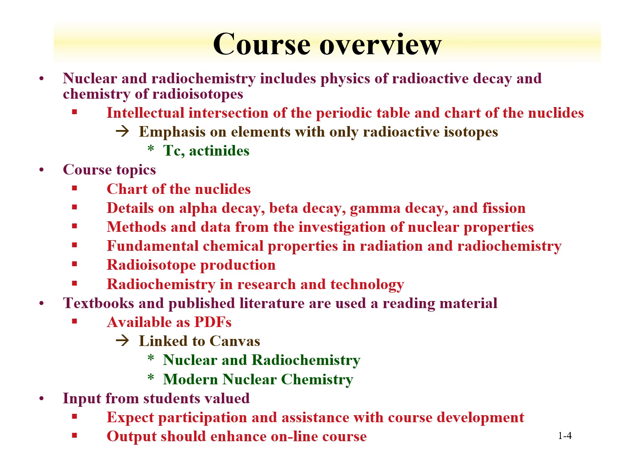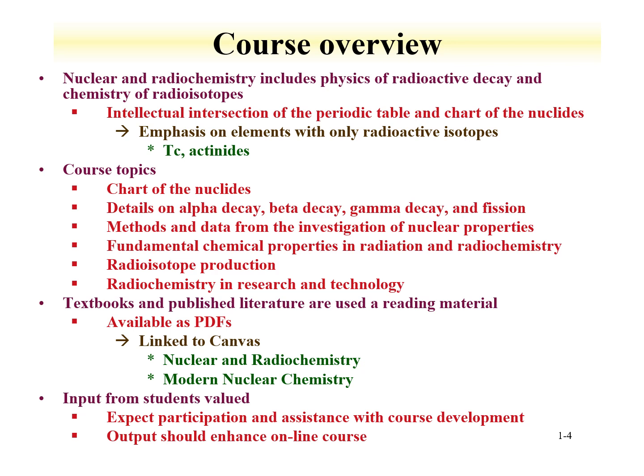The course topics include the chart of the nuclides, details on alpha decay, beta decay, gamma decay, and fission. You should understand what the differences are in those by the end of the course. Methods and data that are obtained from investigating nuclear properties.